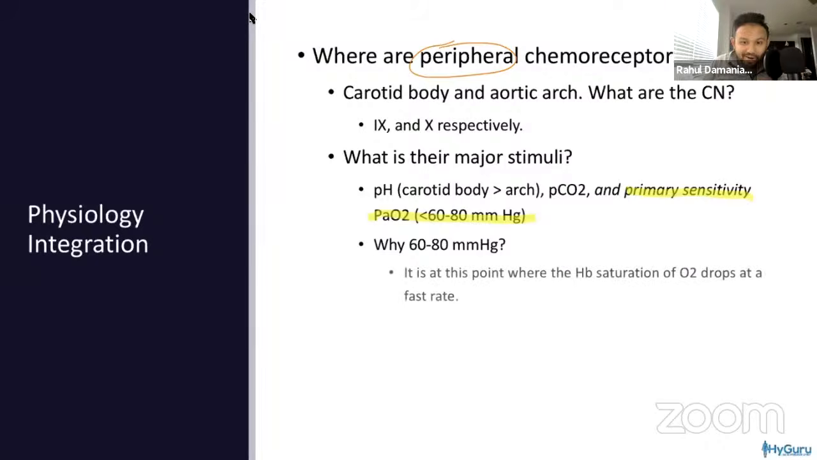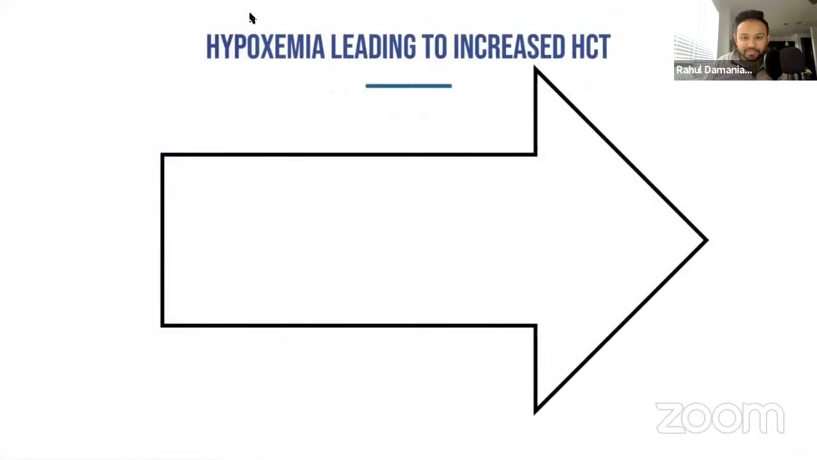So why this 60 to 80 PaO2? Well, that is where the hemoglobin saturation of oxygen drops at a very fast rate. As you know, this is a somewhat sigmoidal curve when you're talking about your hemoglobin oxygen dissociation curve. And when you are at 60 to 80, you have a very exponential decrease in your hemoglobin oxygen dissociation curve.